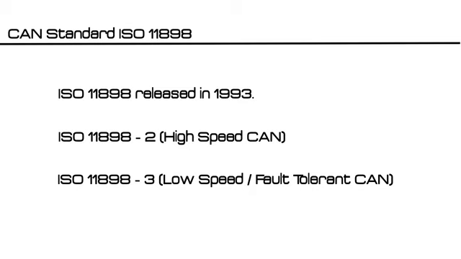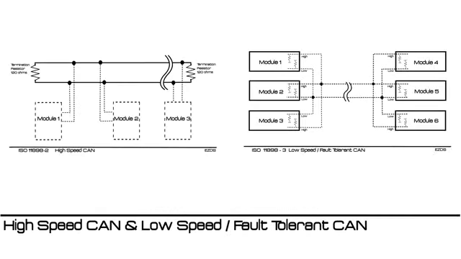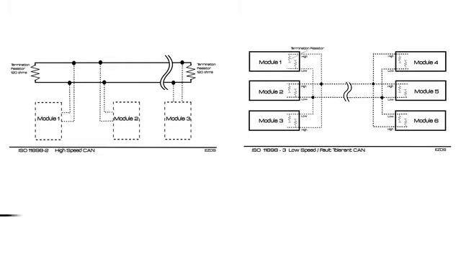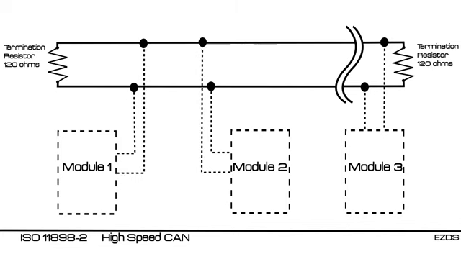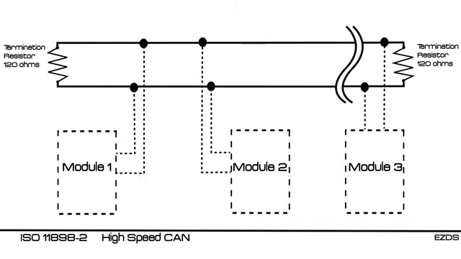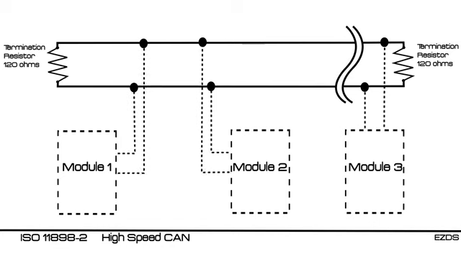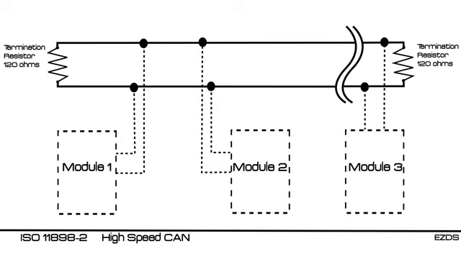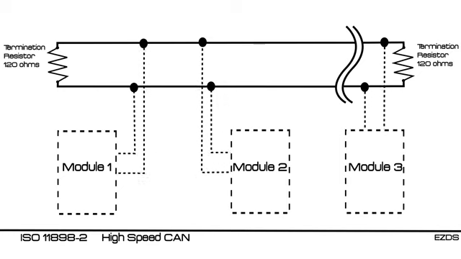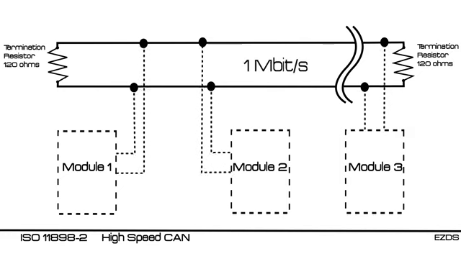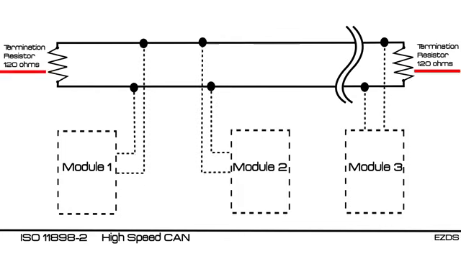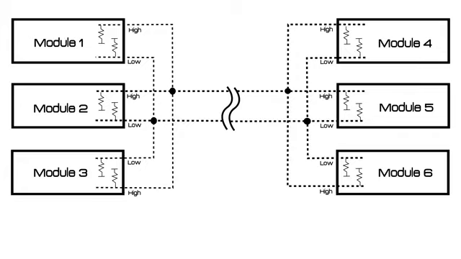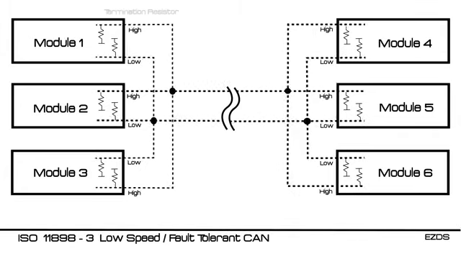Let's dive into the major differences between the two most used types, high-speed CAN and low-speed CAN. In the automotive industry, high-speed CAN has been the most widely used protocol among others, due to its fast transfer rate and simplicity of wires between modules. High-speed CAN allows up to 1 megabit per second and uses a linear bus with a 120 ohm termination resistor located at each end.